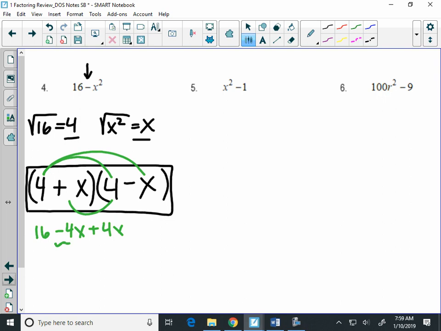Again, notice those are going to cancel each other off. X times x is minus x squared. So I'll have 16 minus x squared, which is what you started with.